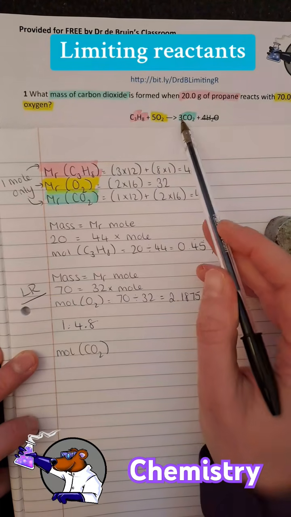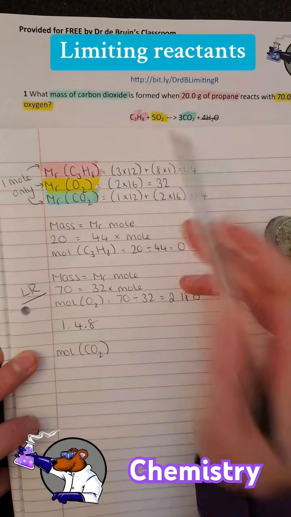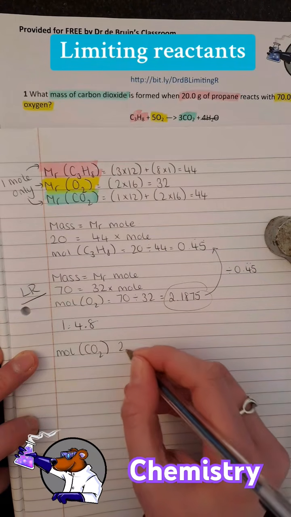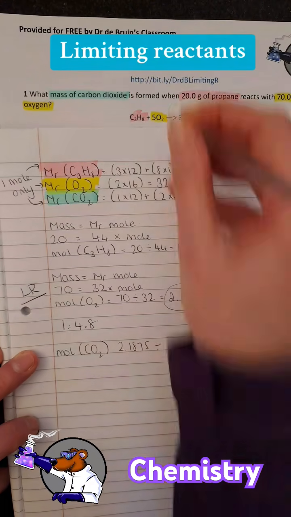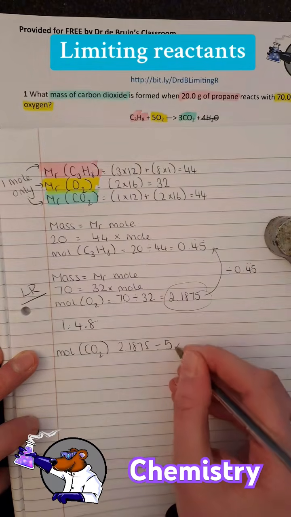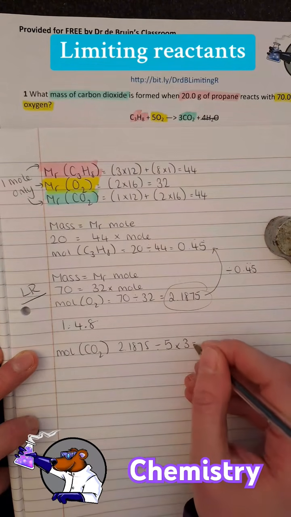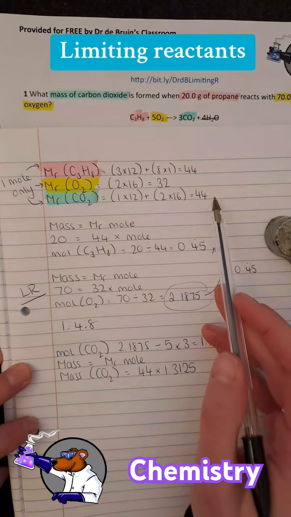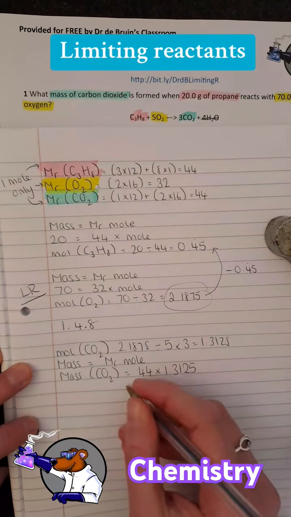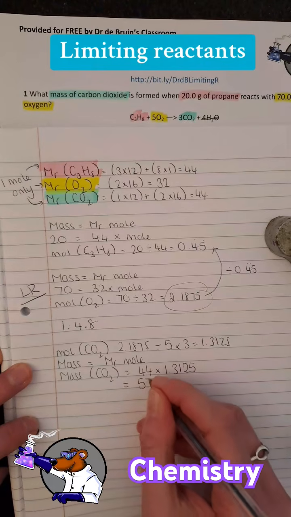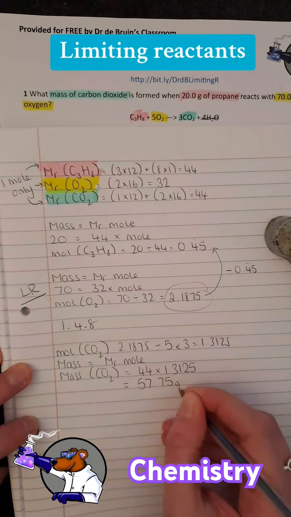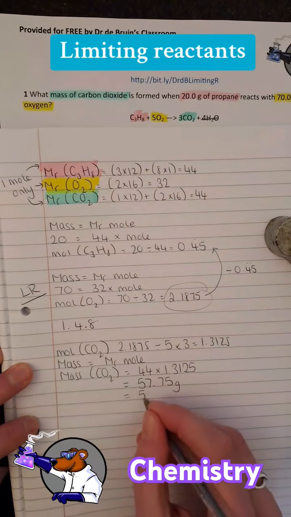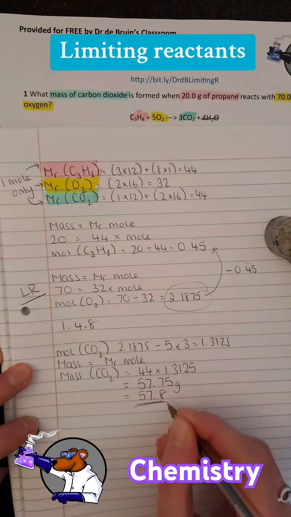I'm going to work out my moles of the desired product from the limiting reactant. So it's going to be my moles of oxygen here, so 2.1875, divided by the coefficient for oxygen and times by the coefficient for carbon dioxide, which is 1.3125. If I multiply that by the relative formula mass of carbon dioxide, which I worked out at the start, then I get 57.75 grams. And then since in the question I was given everything to 3 significant figures, my final answer should be 57.8 grams.